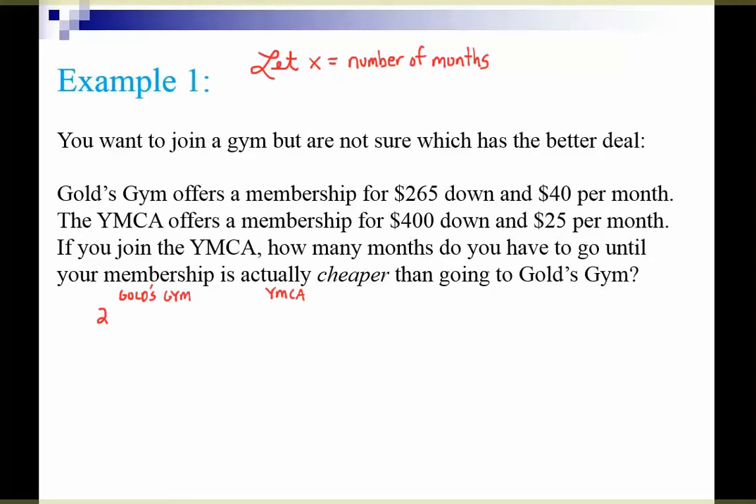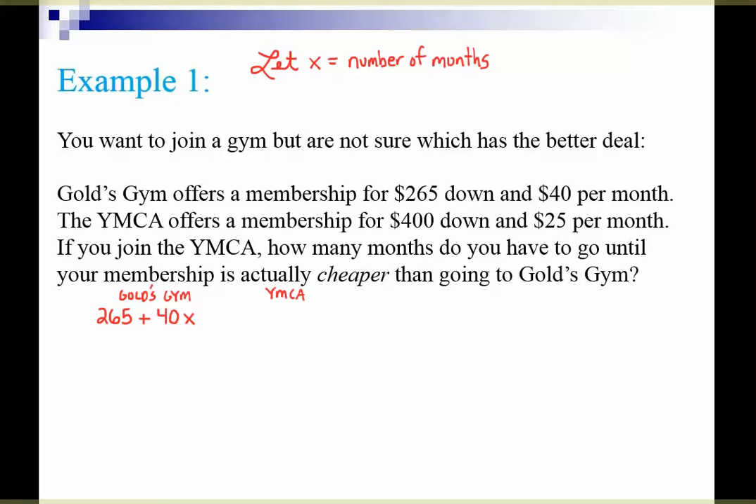Well, the $265 down is just going to be $265. It's positive money. Okay, and then to that, we're going to add $40 each month times the number of months you end up going. So that would be 265 plus 40x.